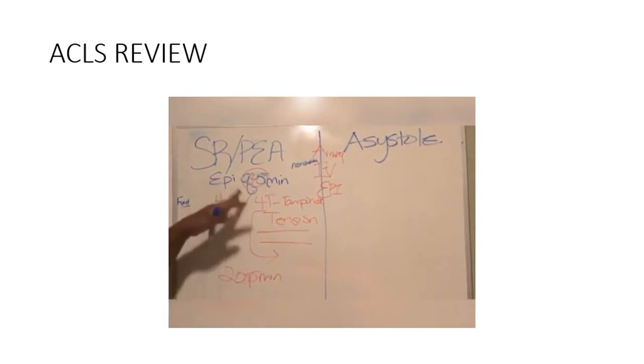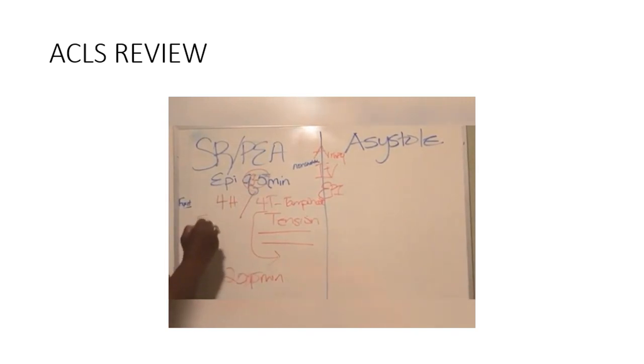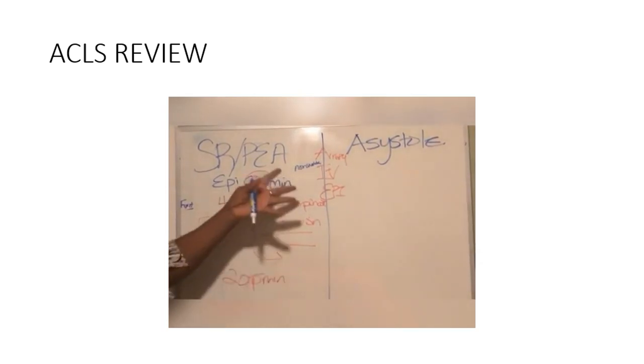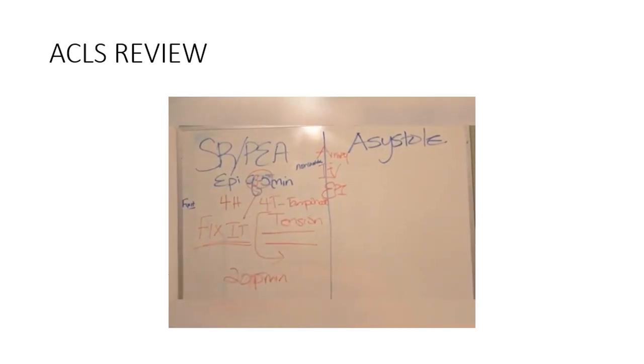You want to consider your 4 H's and your 4 T's. You want to fix it. Fix it. Okay? You want to fix the problem. Once the problem is fixed, then the PEA may be resolved. Okay? So consider your collapsed lungs with your tension pneumothorax there.